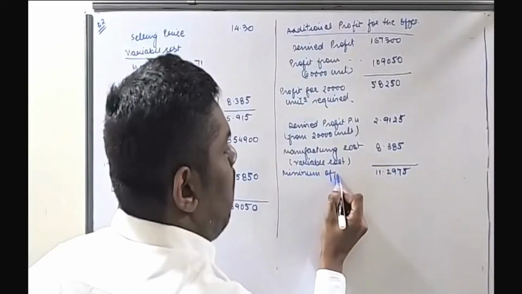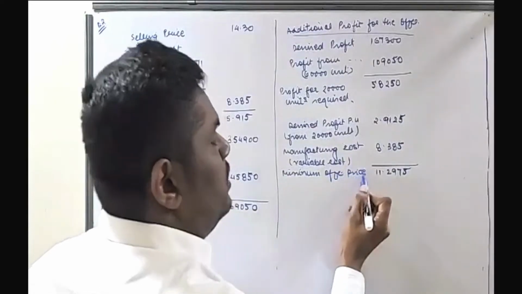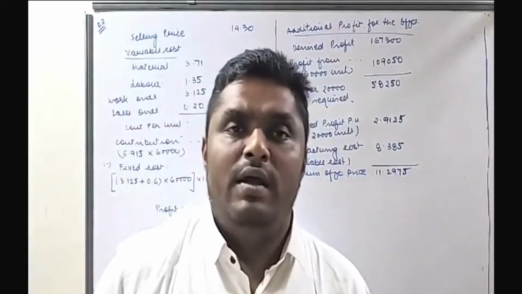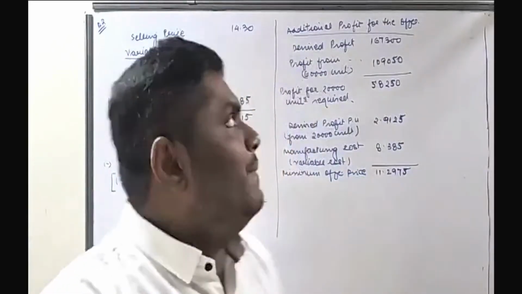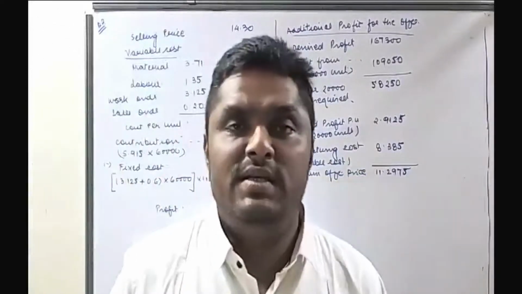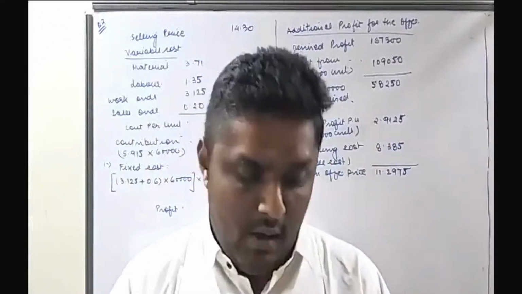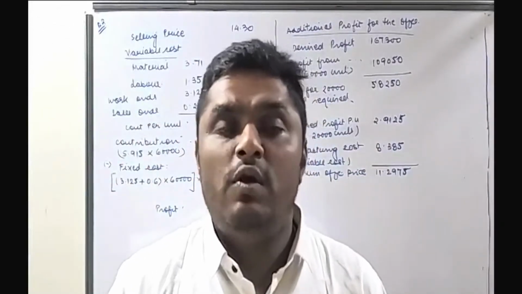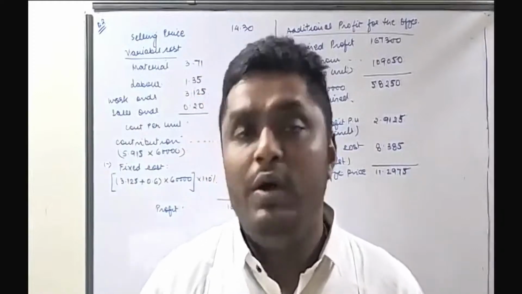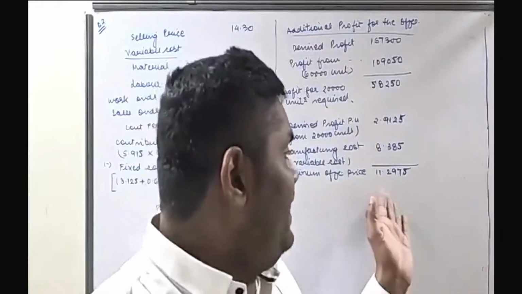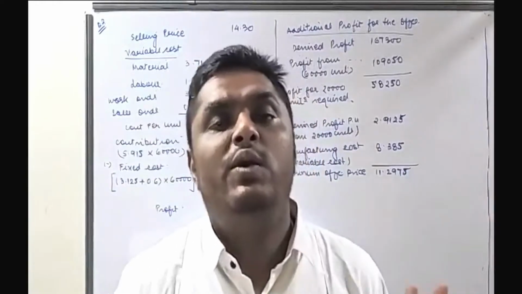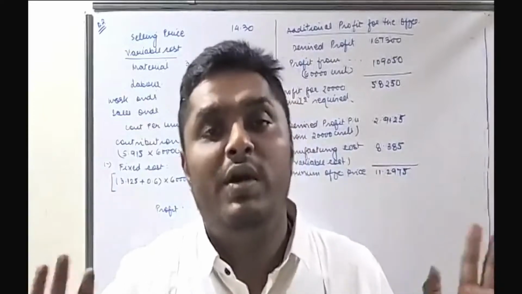Even though we are selling in the market at 14 rupees 30 paisa, since we have to give a discount to the buyer who is offering an order to us for 20,000 units, we cannot go below 11.2975. We cannot quote less than this.